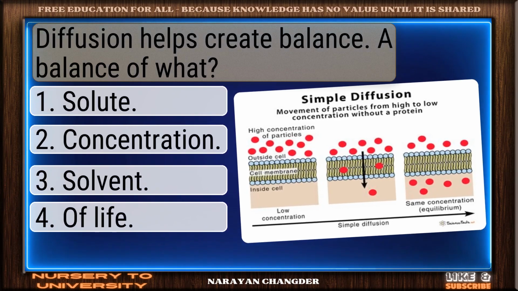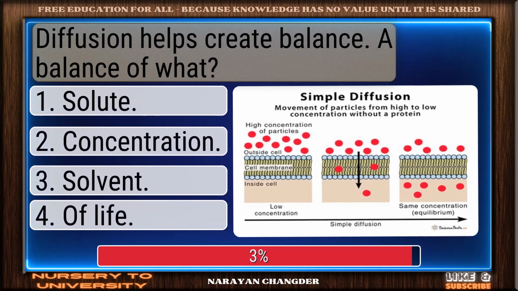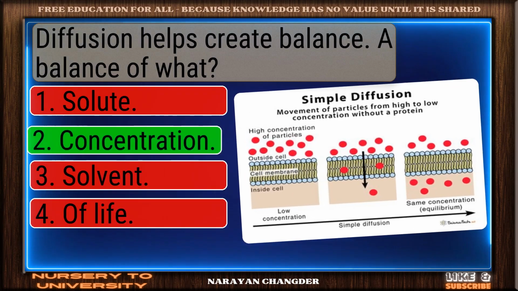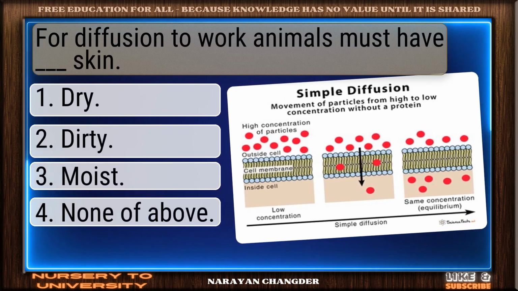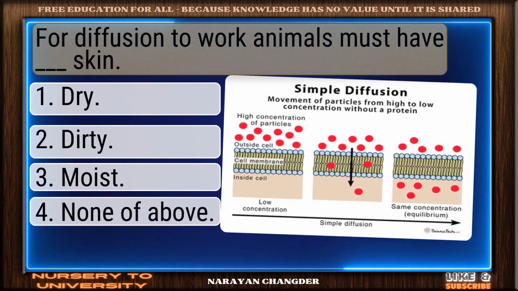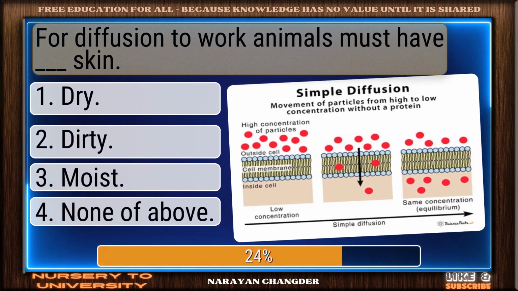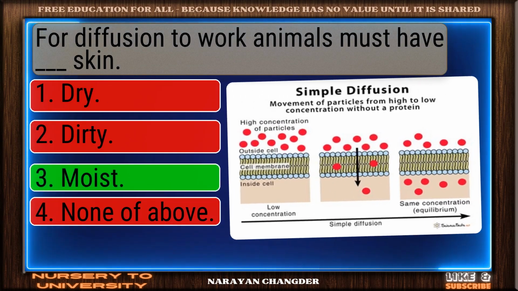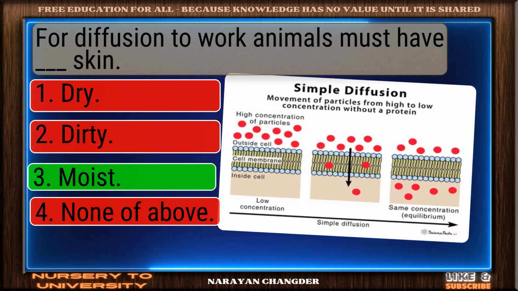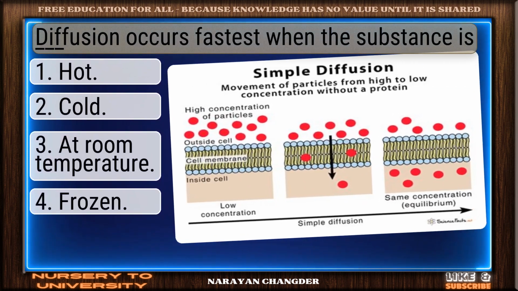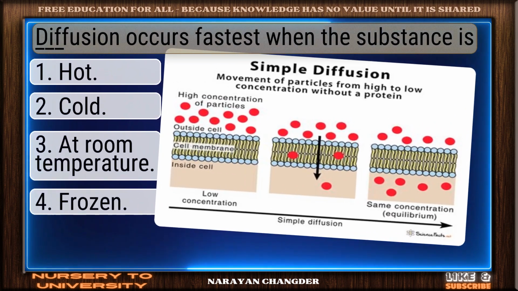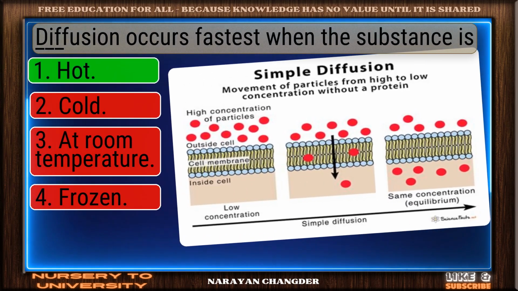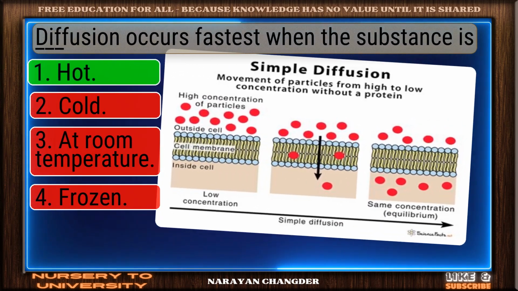Diffusion helps create balance. A balance of what? Valid point. Concentration is true. For diffusion to work, animals must have dash skin. Nice selection. Moist is the correct and valid answer. Diffusion occurs fastest when the substance is dash. Correct. Hot is the right answer.